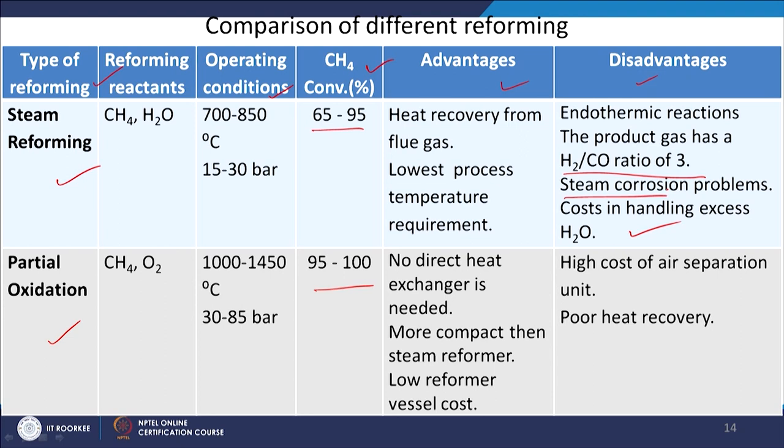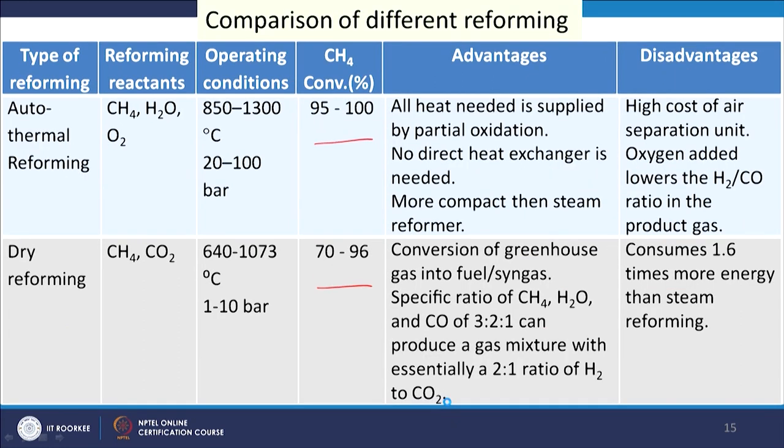And similarly, for partial oxidation, there is the high cost of air separation units, as we have to separate the oxygen from the air. So, that increases the cost for the process, but no direct heat exchanger is needed, and it is more compact than steam reforming, with low reformer vessel cost. So, these are the advantages of partial oxidation. And similarly, for the autothermal process, we have the high cost of air separation unit, and the advantage is that all the heat needed is supplied by partial oxidation, and then that heat is used for reforming.